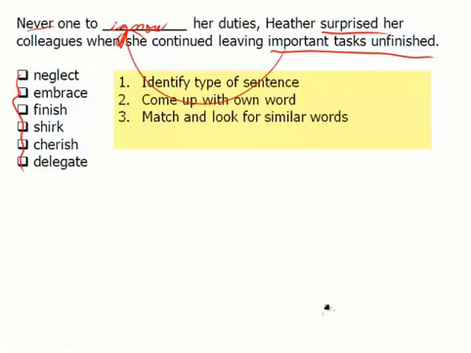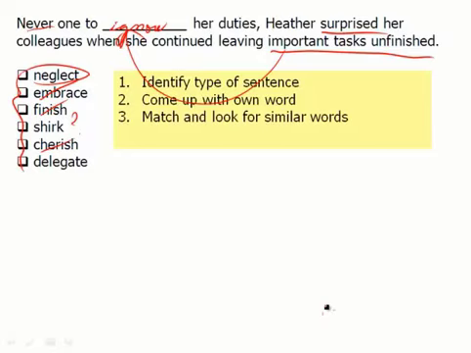Now, of course, it's time to match and look for similar words. So if you ignore something, you neglect it, that works perfectly. You don't embrace it. You definitely don't finish it. Shirk, don't know what that is. You cherish something, that's not to ignore it. And then you get to the word delegate, and you think, well, I've heard of delegate duties, and I can see that kind of makes sense. She never wanted to delegate her duties. She does them herself. And let's say you convince yourself of that interpretation.